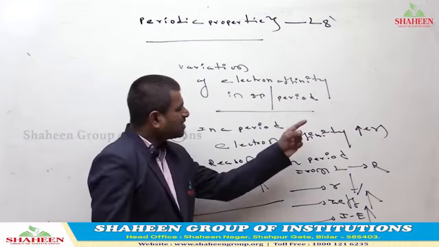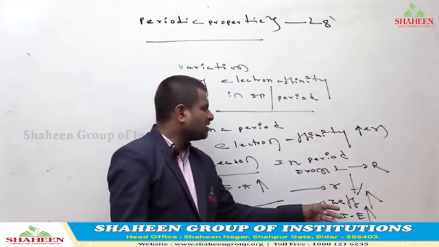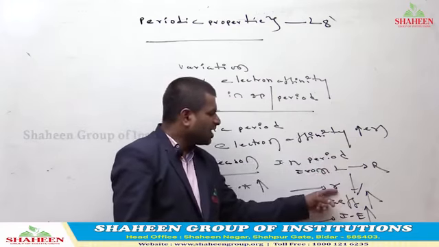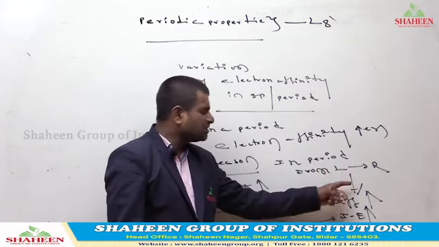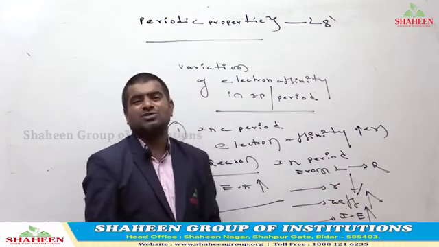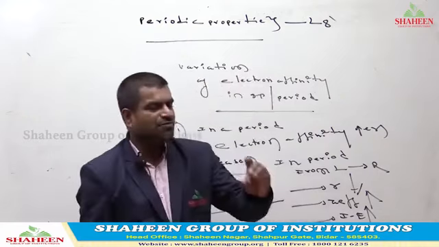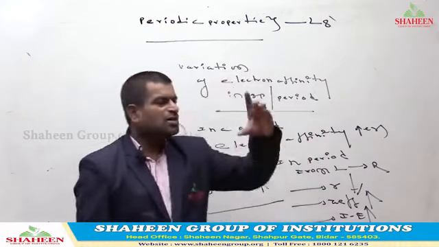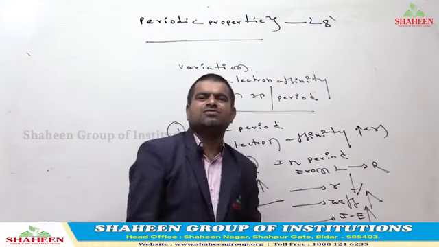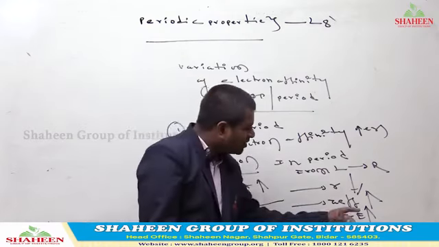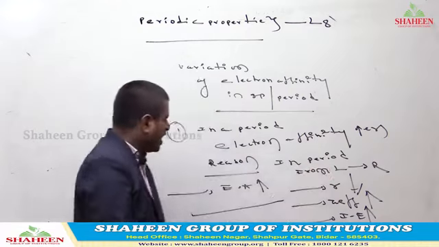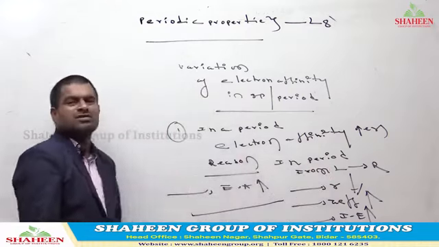Remember why electron affinity increases in a period? The reason is that from left to right the radius decreases. Why does the radius decrease? Because Z effective, which is nothing but nuclear charge, increases. Once the nuclear charge increases, the nuclear effect on the outermost electron increases, and the force of attraction between the nucleus and the outermost electron increases, therefore ionization energy increases and electron affinity also increases.